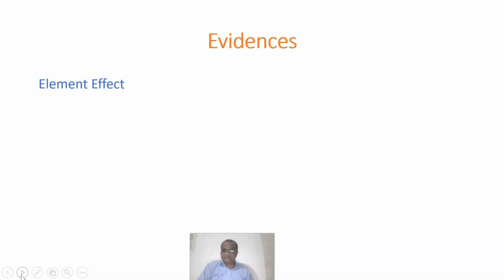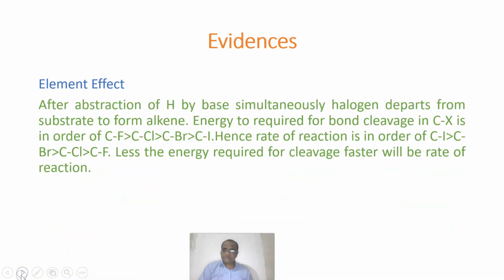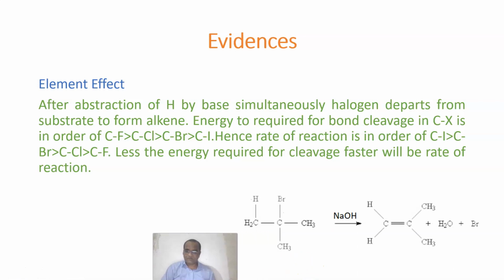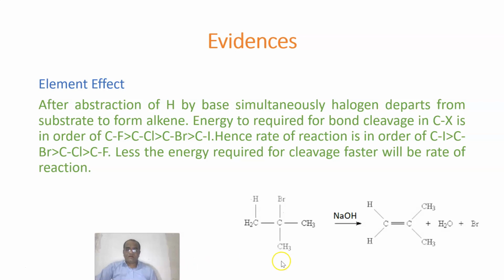Right, after that is the element effect. For the element effect, again we have to look at a reaction. Here I have drawn a reaction. Now we are talking not about hydrogen, since we have already seen the isotopic effect of hydrogen in the evidence. The next part is the element, which here is nothing but the halogen. The halogen is also removed.